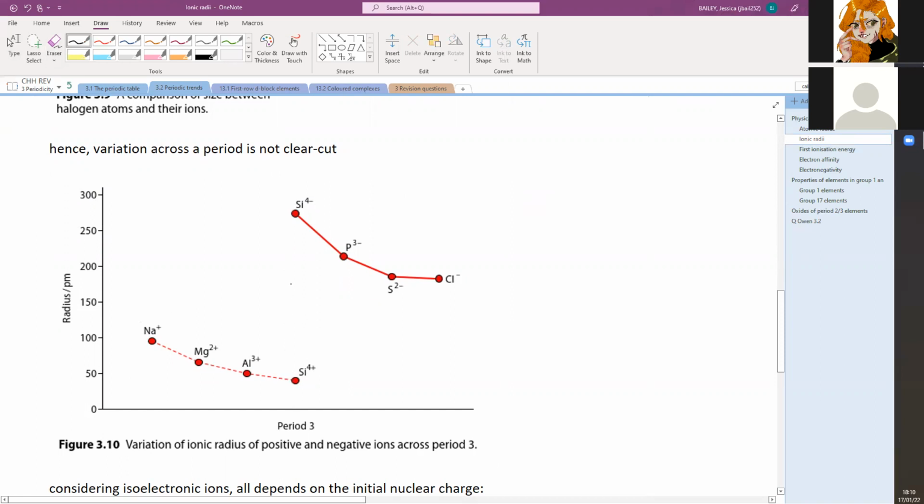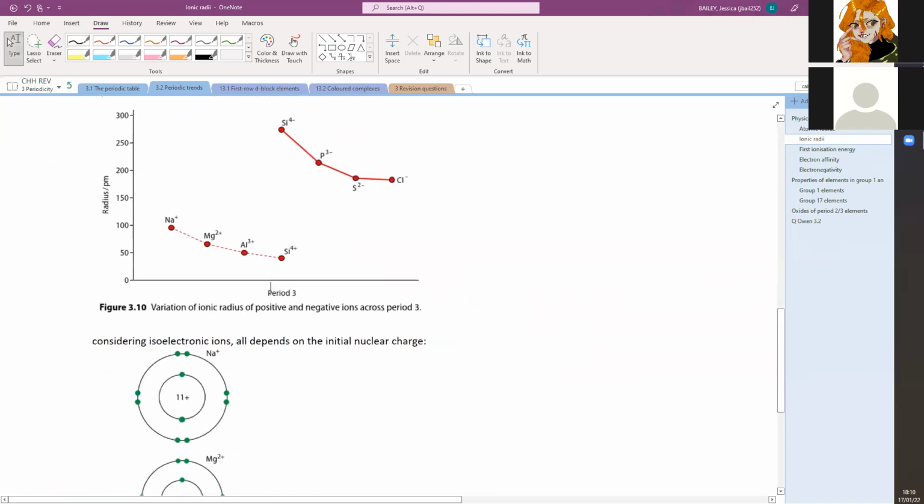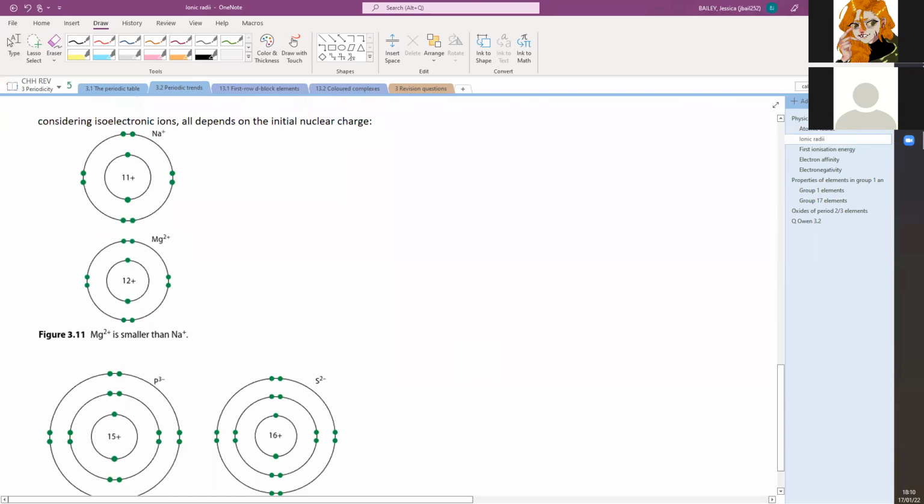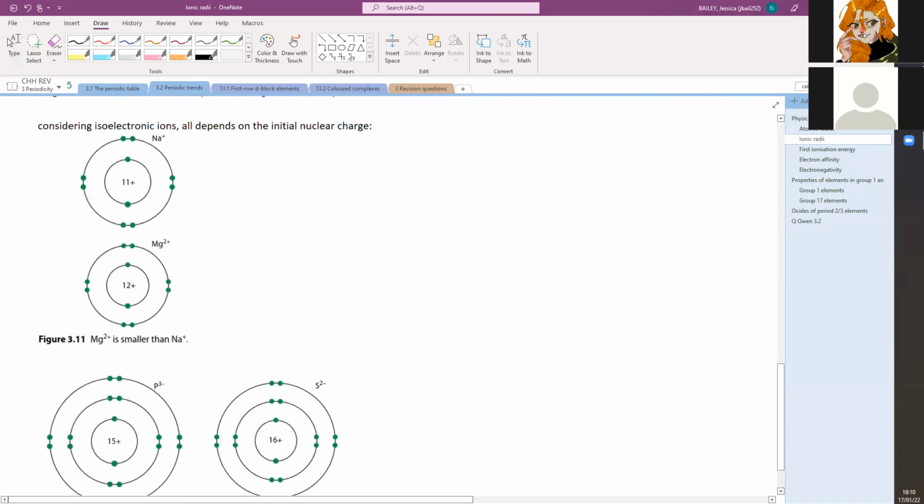Just know that about ionic radii, because I know there are especially some paper 1 questions that will always ask you which of these trends is continuous across the period, and ionic radii isn't one of them. Yeah, that's not that important.